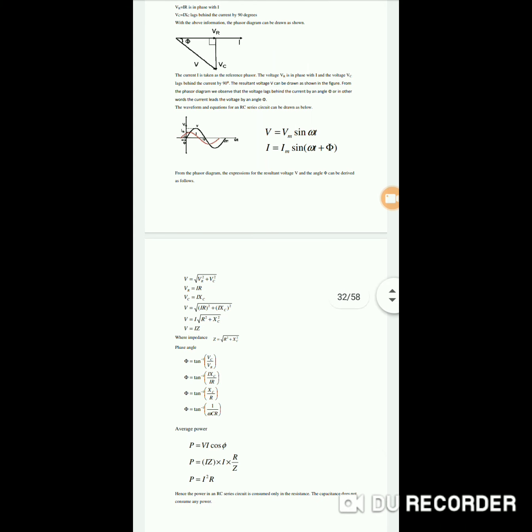Now we'll calculate the average power. The average power formula is P is equal to V into I cos phi, where V is I into Z. The current remains the same, I, and cos phi is nothing but R divided by Z. So power becomes P is equal to I square into R.